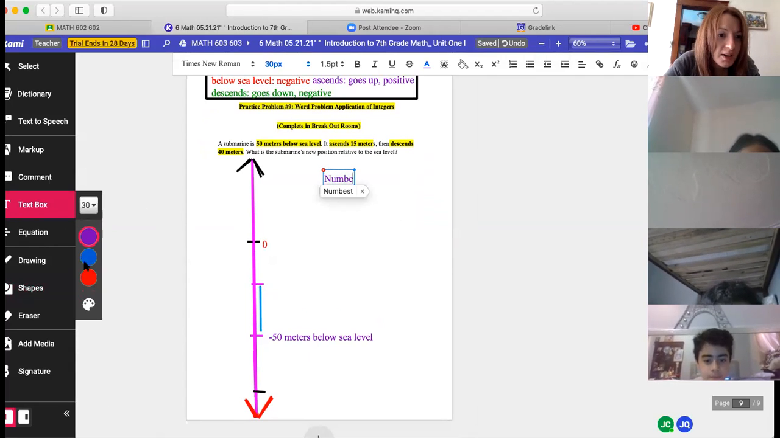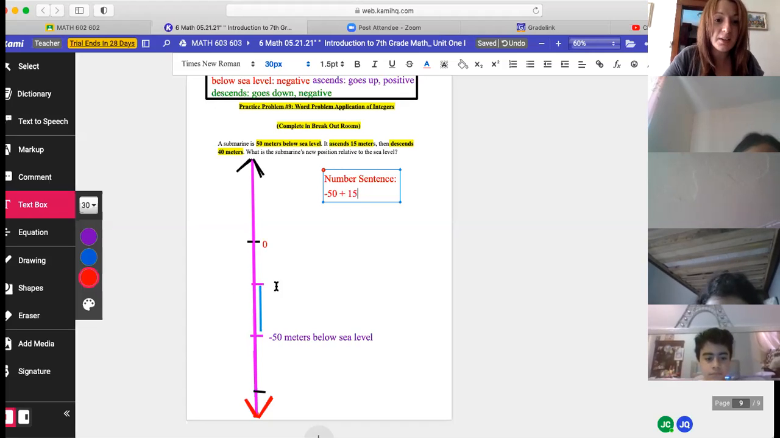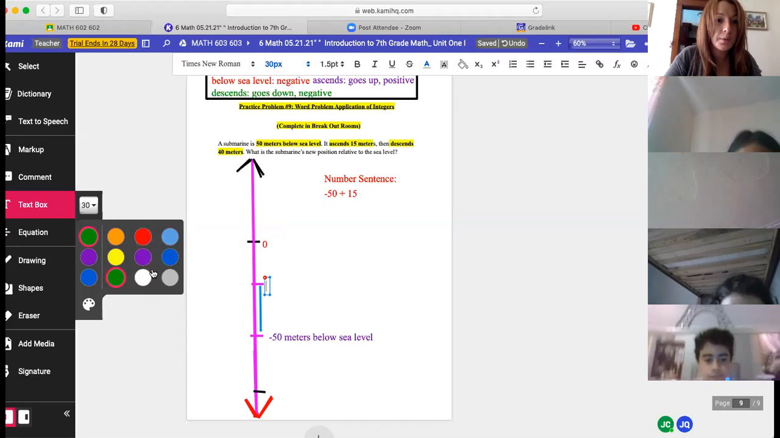Okay, so check this out, Jean. Numbers sentence. So, Jean, we got this. We started at negative 50, and we're adding 15. When the signs are different, we keep the sign of the higher number, and we subtract, right? So what's 50 minus 15? That's what this answer is going to equal, where my box is going to go with a green number.